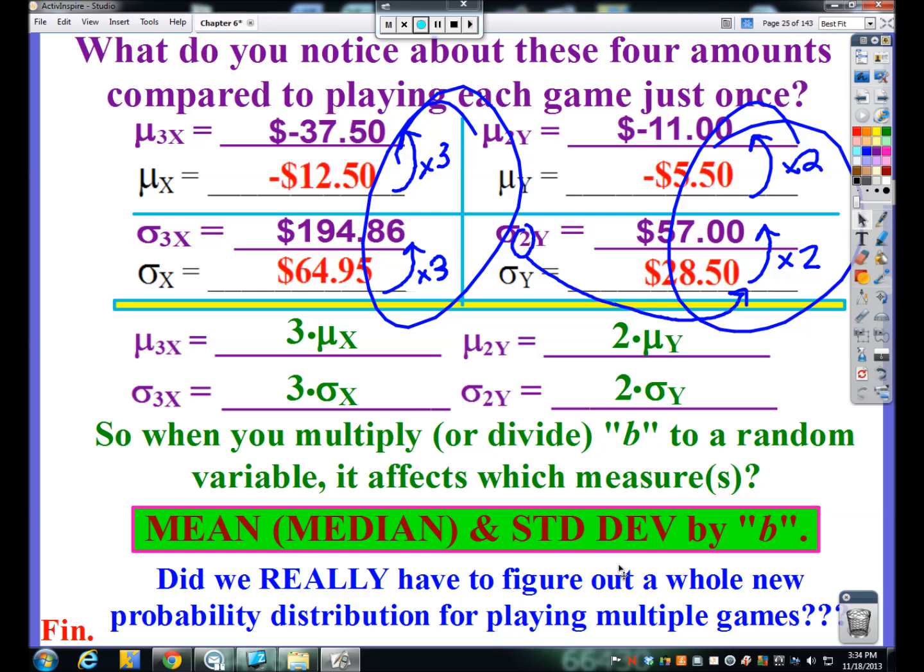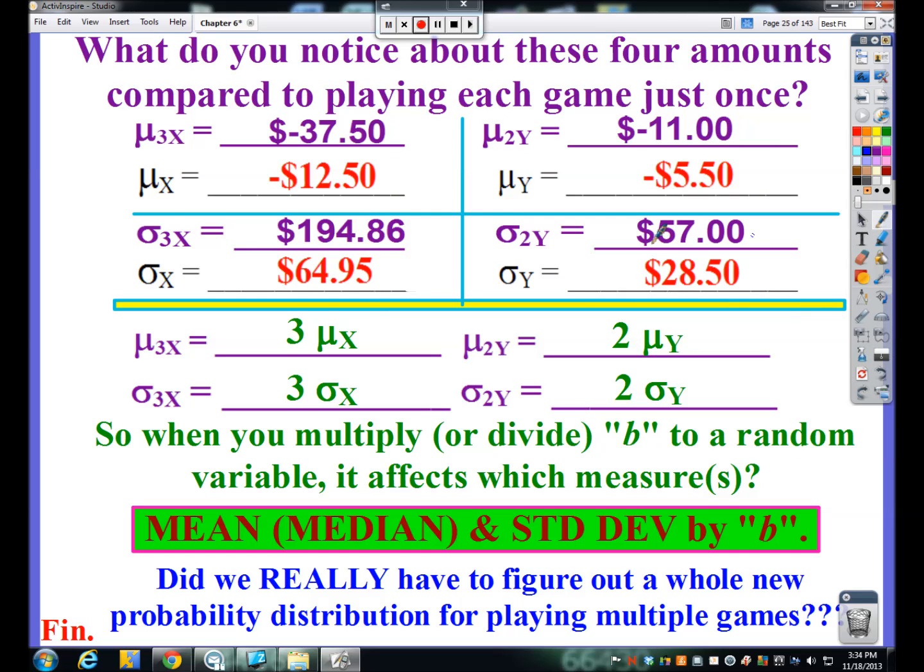So did we really have to figure out a whole new probability distribution for playing these new versions of these games? No, once again, we did not really need to. So if I said, now I want to play a 5 times version of Bobo, what's its mean going to be? So what's the mean of the random variable 5X going to be? Well, all I've got to do is take 5 times what the original mean was, and then I know what the mean of that 5 times game is.